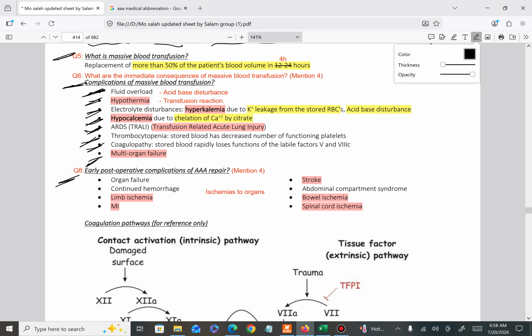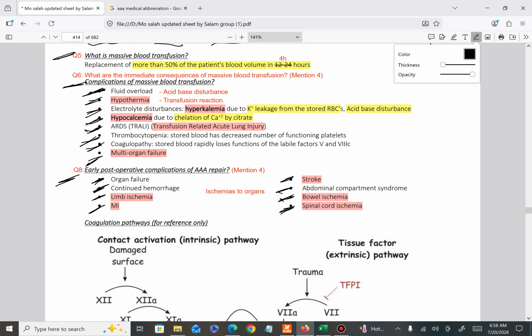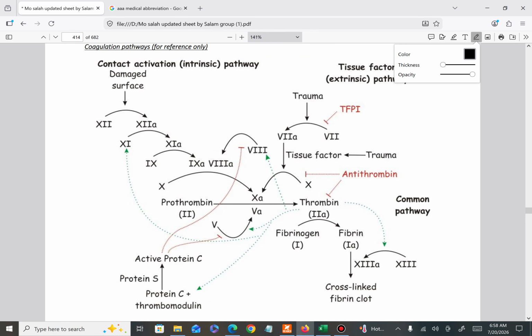Then early post-operative complications of abdominal aortic aneurysm. Post-operative complications can be organ failure, continued hemorrhage, limb ischemia, MI, stroke, abdominal compartment syndrome, bowel ischemia, and spinal cord ischemia. Okay, so this image is showing the coagulation pathway.